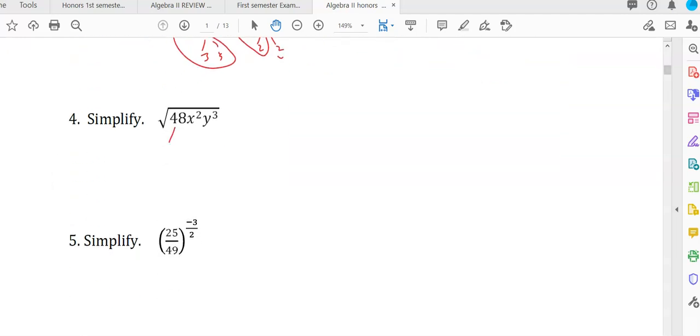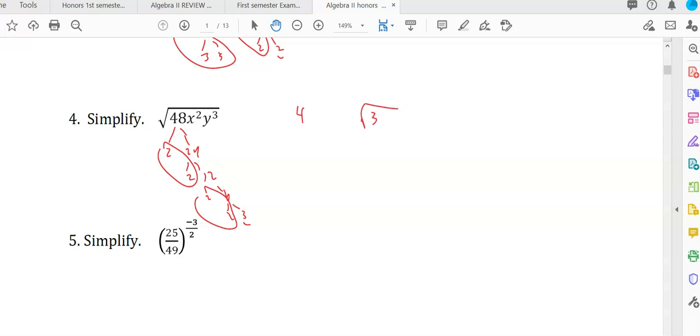Again, 48, I don't know the prime factorization there, so let's just do 2 and 24, 2 and 12, 2 and 6, 2 and 3. So I've got a pair of 2s, because I'm looking for pairs, with the 3 left over. So that's going to be 4 root 3.